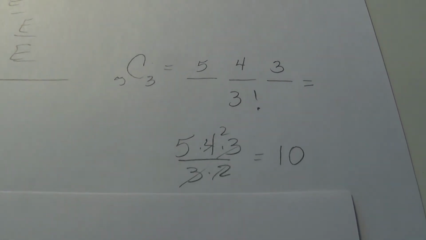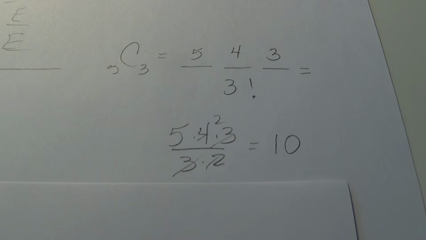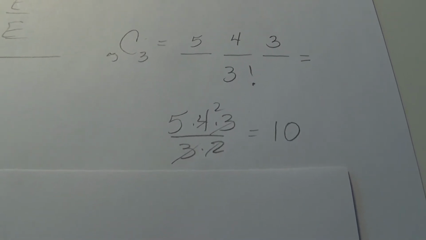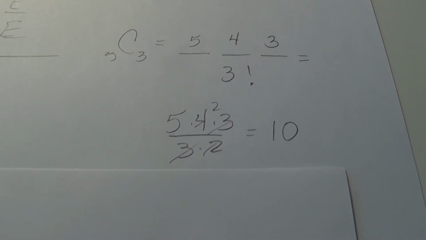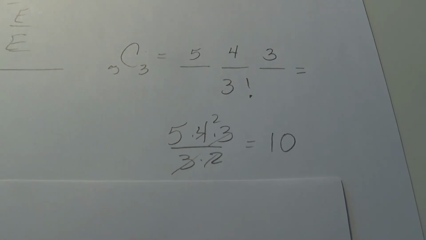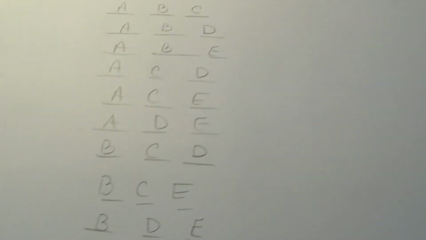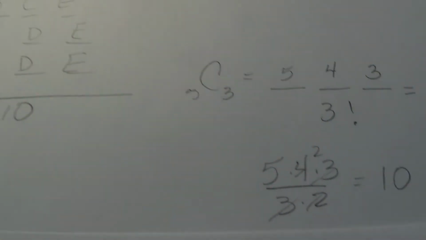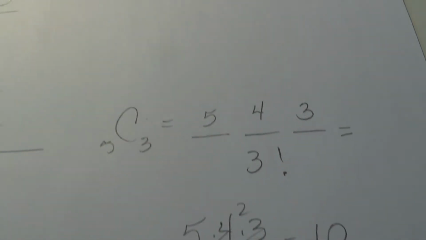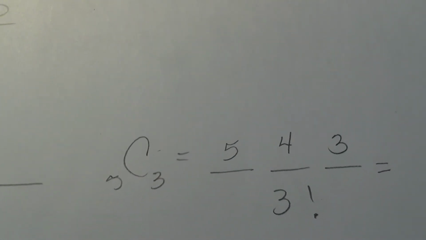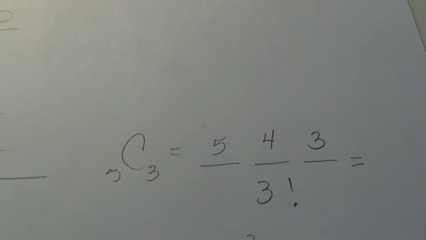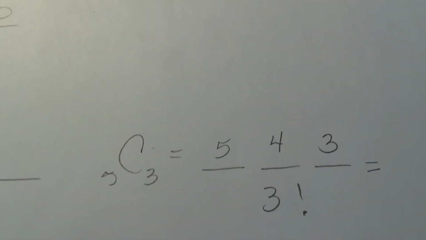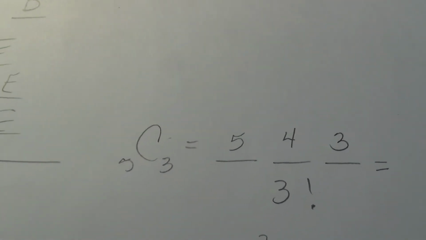5, 4, 3 divided by 3 times 2. The 3's cancel, 2 goes into 4 twice, 5 times 2 is 10. So we did it by hand, we saw there were 10, and we did it by math. Now this is the way I like to think of it. I do it just like a permutation, and then I divide by the smaller number factorial.